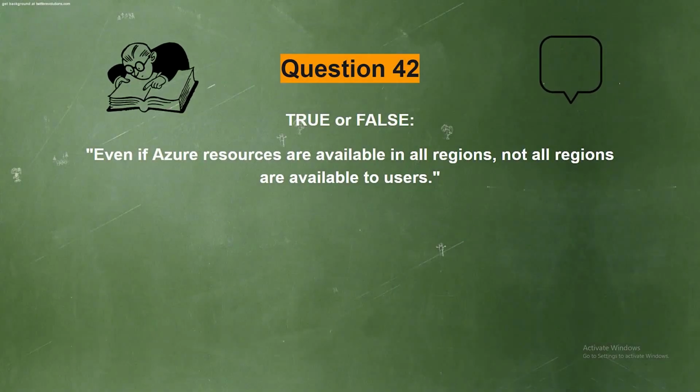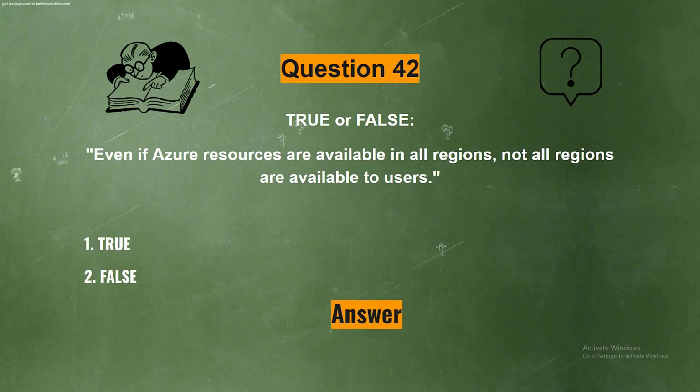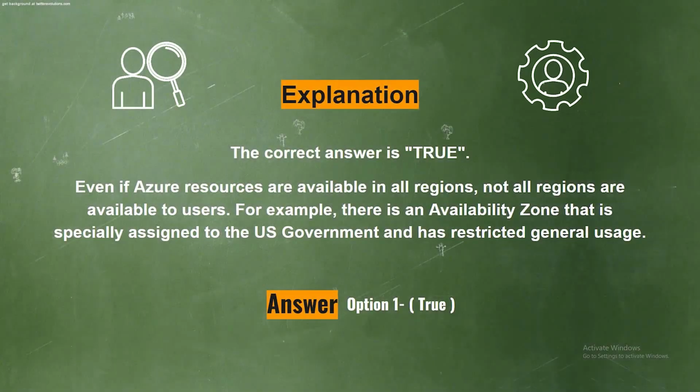Even if Azure resources are available in all regions, not all regions are available to users. And the options are option 1, true, option 2, false. And the correct answer is option 1, true. Explanation. The correct answer is true. Even if Azure resources are available in all regions, not all regions are available to users. For example, there is an availability zone that is specifically assigned to the US government and has restricted general usage.